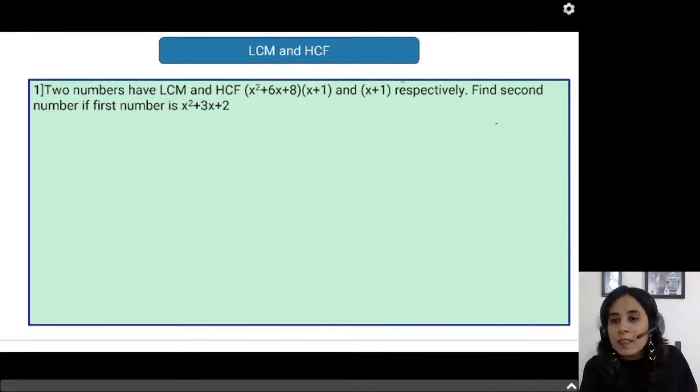Javed is saying, thank you, ma'am, for reasoning and quant cleared SEBI 1. Congratulations, Javed. Wish you all the best for phase 2.